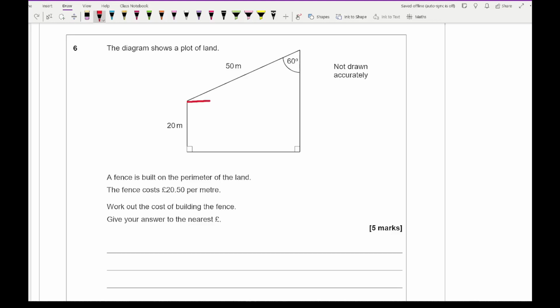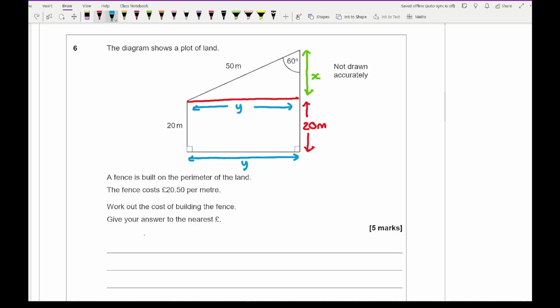So first things first, I need to work out what these two lengths are going to be. I know that this bit here is 20 metres, so I need to work out what this length here is. I'm just going to call it x, and this length here I'm going to call y, which means that that's also going to be y.